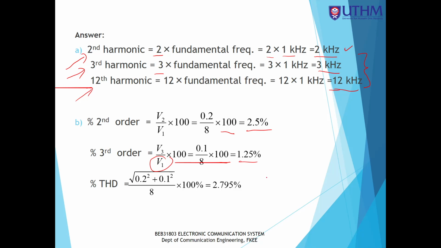Okay, and then total harmonic distortion, perhatikan soalan 1 dan 2 dia tidak berkait dalam kes ini. So what happened is that the question asks you what is the total harmonic distortion up to the third harmonics, up to the third order. So that means this is V2 square plus V3 square, and then you do the square root, divide with 8 multiplied with 100%, so you're gonna get 2.795%.